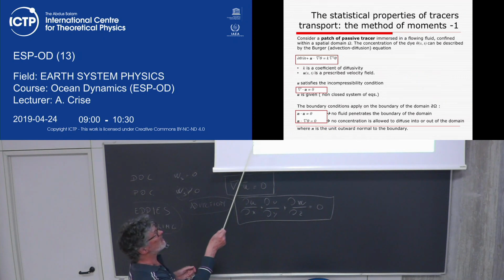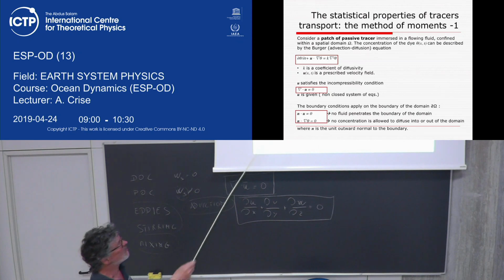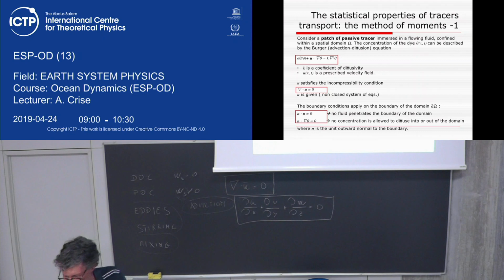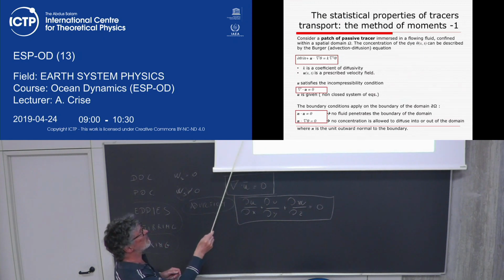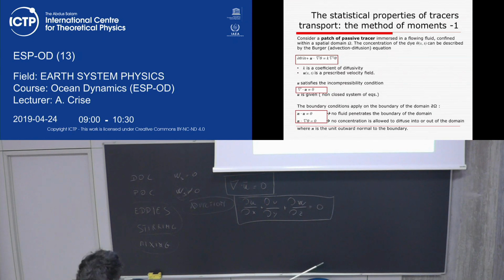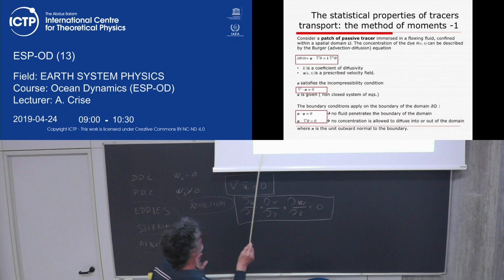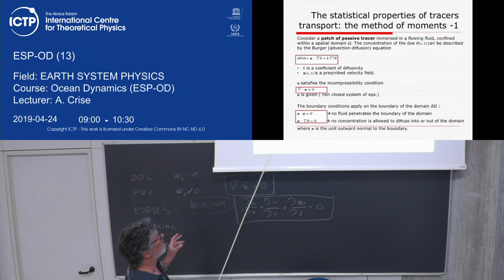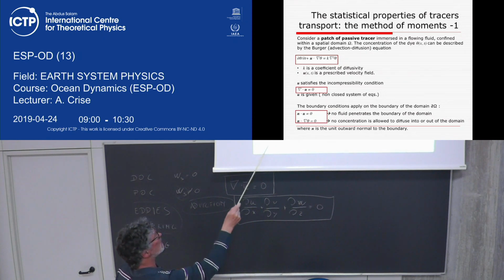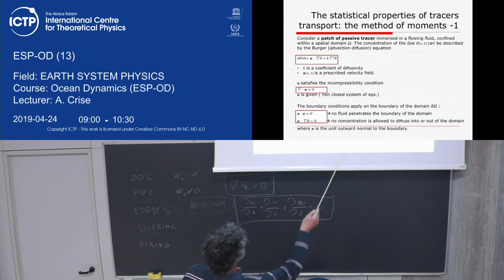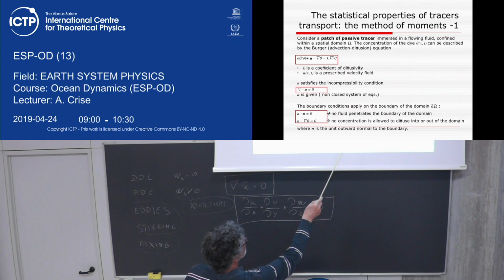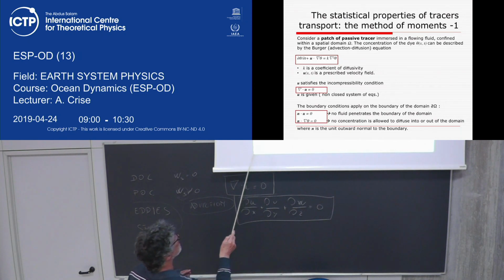So, let's start. You know, this is the gradient operator, and this is the Nabla operator. And again, we have the Burgers equation. For the moment, we forget the boundary condition. We forget the reaction. We use just a passive tracer. We have a patch of passive tracer immersed in a flowing fluid. We define a partial domain omega. So our concentration is in that small area where this process will take place. This tracer or dye is characterized by space and time and is described by this equation.